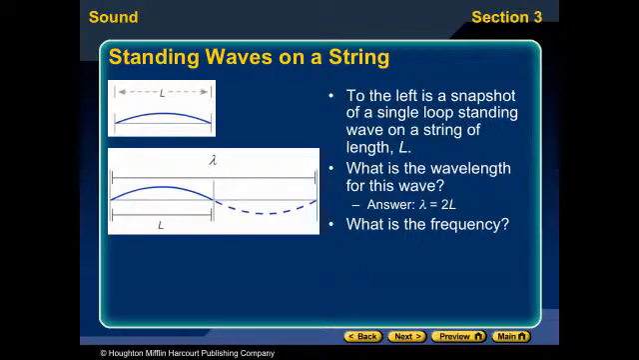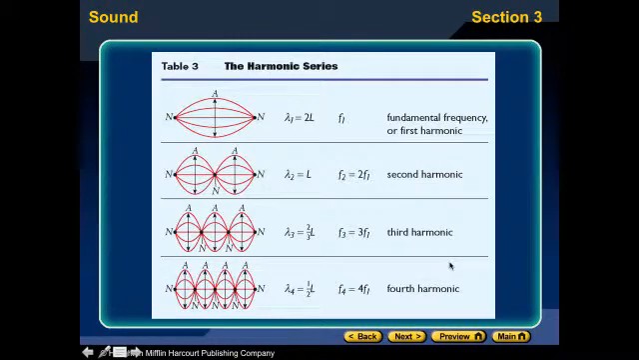What's the frequency? Well, we know that the speed is equal to frequency times wavelength, so we rearrange that equation and the frequency would be the speed over 2L, since wavelength is 2L. So this is called the harmonic series, but this is the fundamental or first harmonic, where you have one antinode, two nodes. This is the second harmonic.